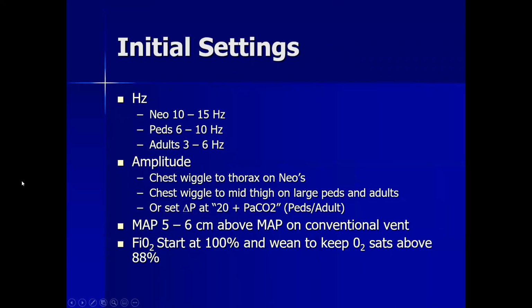So initial settings, when you're putting a neonate on the oscillator, you're going to use 10 to 15 hertz. Children are a little bit larger, so you're going to use lower hertz. With adults, 3 to 6 hertz. And with the amplitude, remember you're changing the power to achieve amplitude. And you decide how much power or how much amplitude you need by looking at chest wiggle.